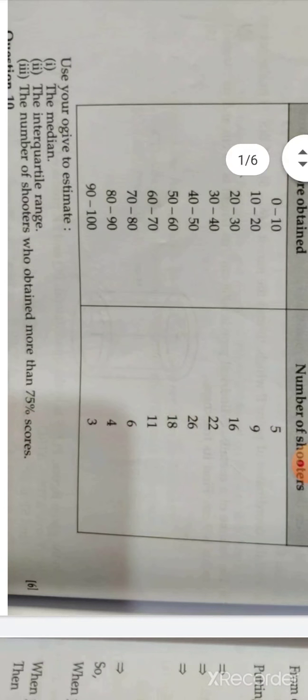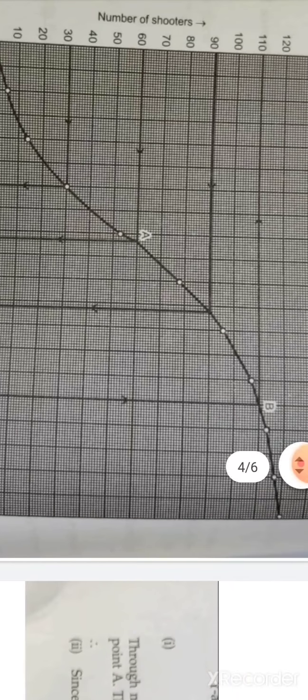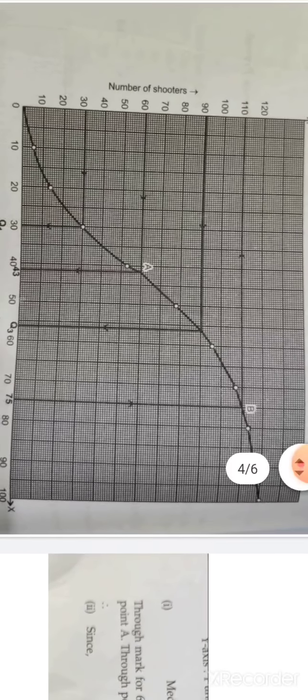The question asked here is: use your ogive to estimate, first, the median; second, the interquartile range; and third, the number of shooters who obtained more than 75% scores. This is a 6 marks question. So let us see the solution of this. See students, this is the ogive first.